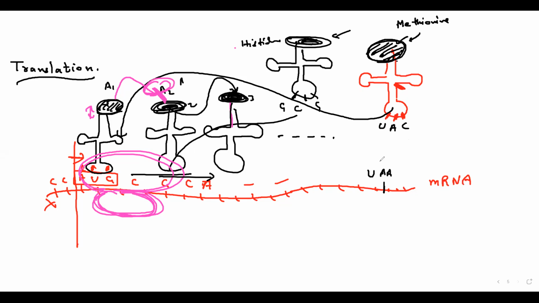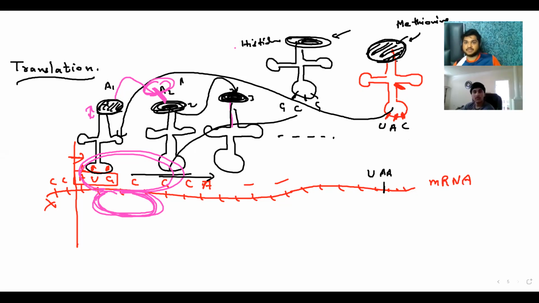a polypeptide chain. Polypeptide means there are so many peptide bonds, and proteins are formed by peptide bonds. And it is completely formed, the protein chain. So this is what we wanted.